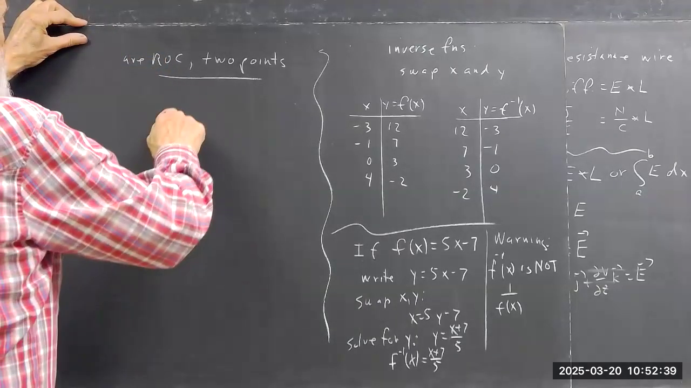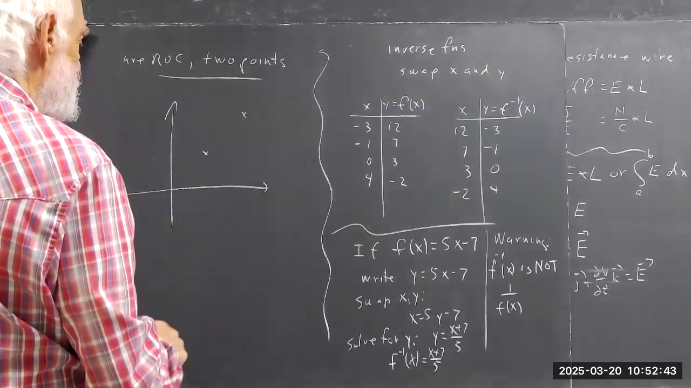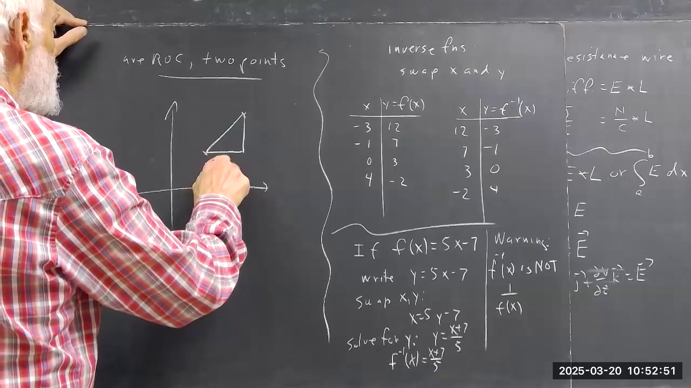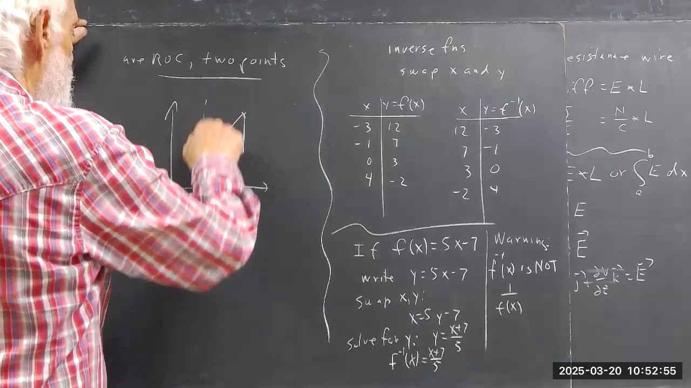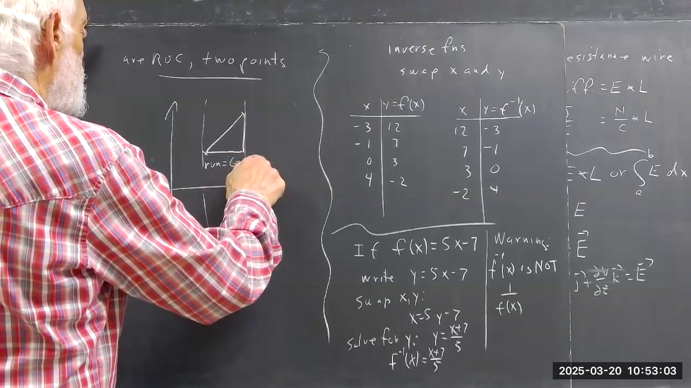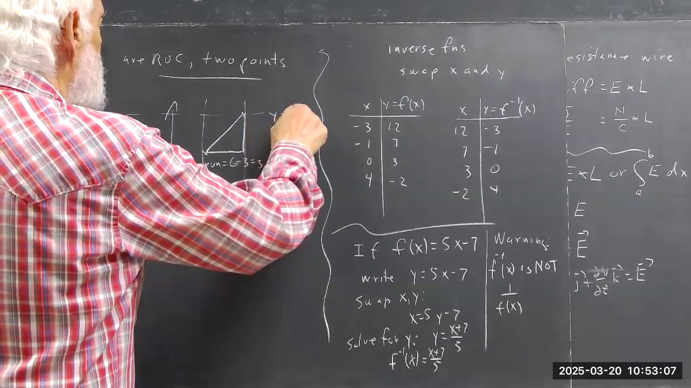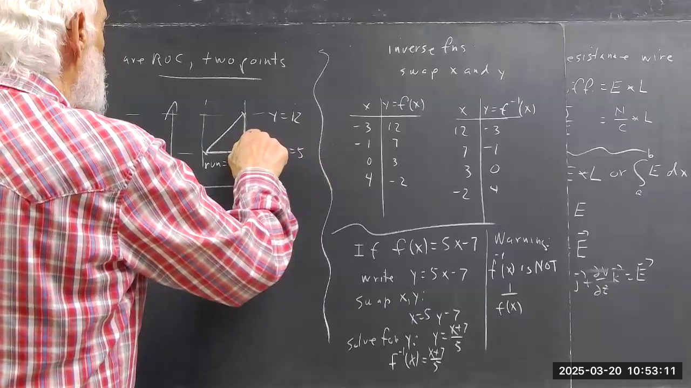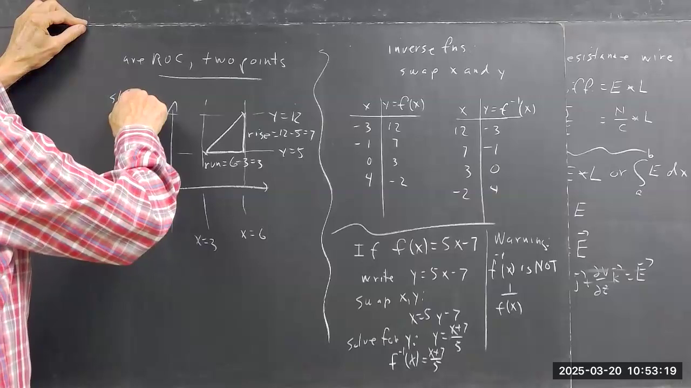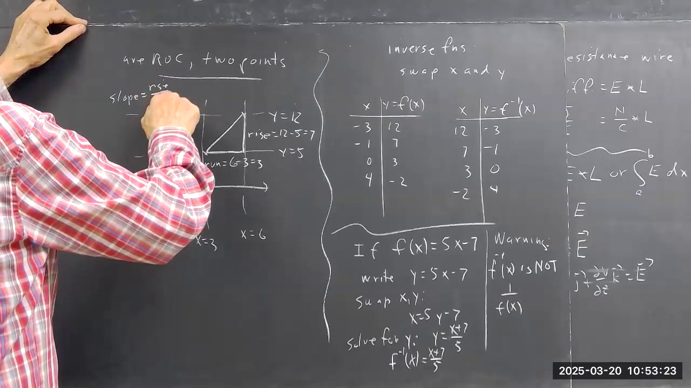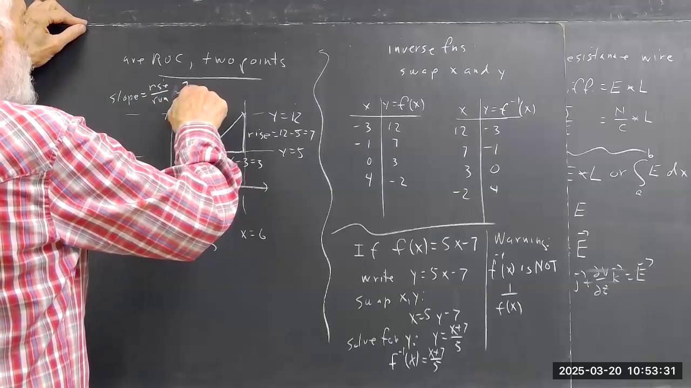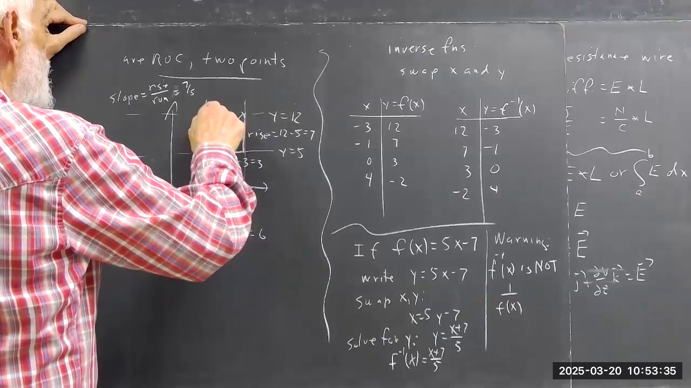Rate of change given 2 points. You plot the points on a graph. You sketch the fundamental triangle. You label run equals whatever the run equals, like, okay, this is x equals 3. This is x equals 6. Run equals 6 minus 3, which is 3. If this is y equals 12, this is y equals 5. You write rise equals 12 minus 5 equals 7. Then over here you write slope equals rise over run equals 7 over 3.